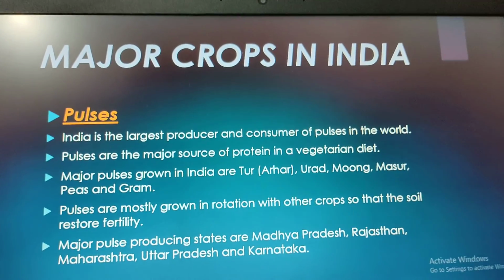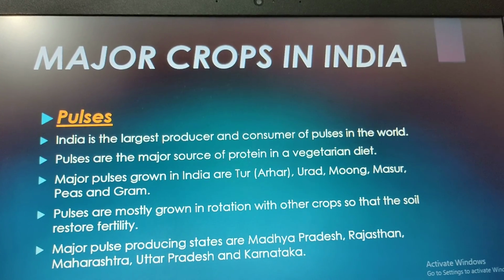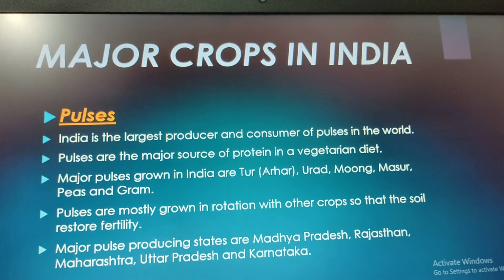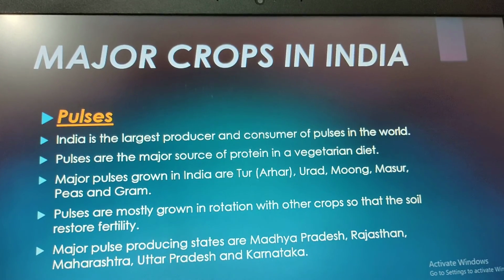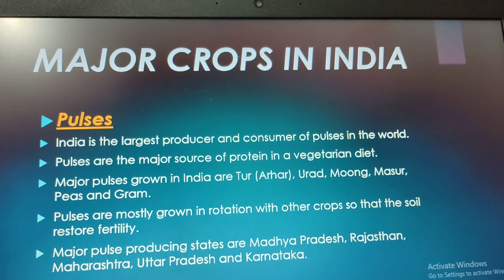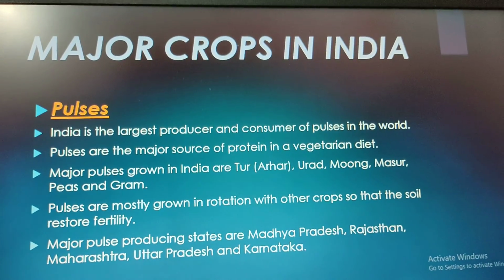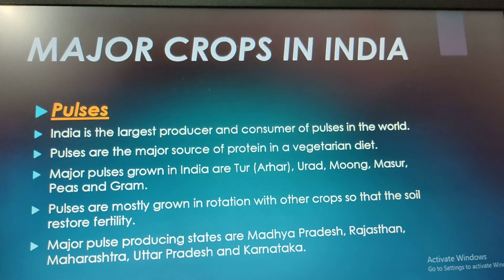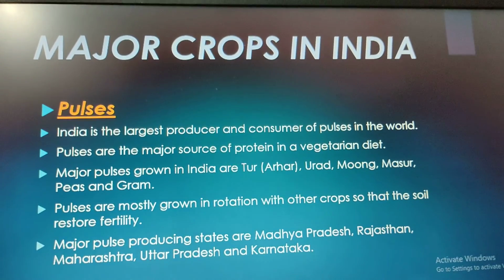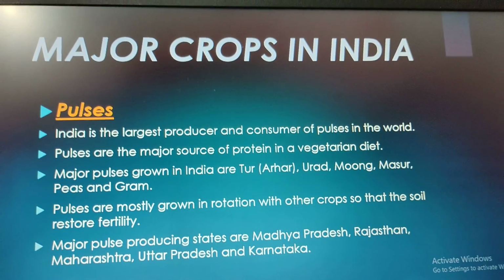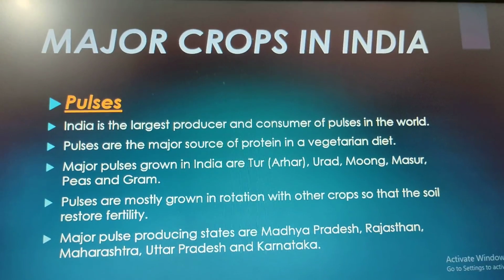Pulses. Now, India is the largest producer and consumer of pulses in the world. Pulses are the major source of protein in a vegetarian diet. Major pulses grown in India are tur, urad, moong, masoor, peas, and gram. Pulses are mostly grown in rotation with other crops so that the soil restores fertility. Major pulse producing states are Madhya Pradesh, Rajasthan, Maharashtra, Uttar Pradesh, and Karnataka.